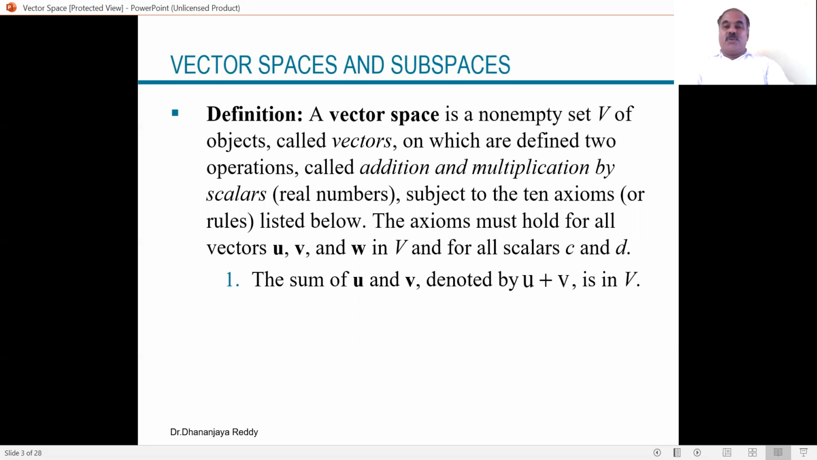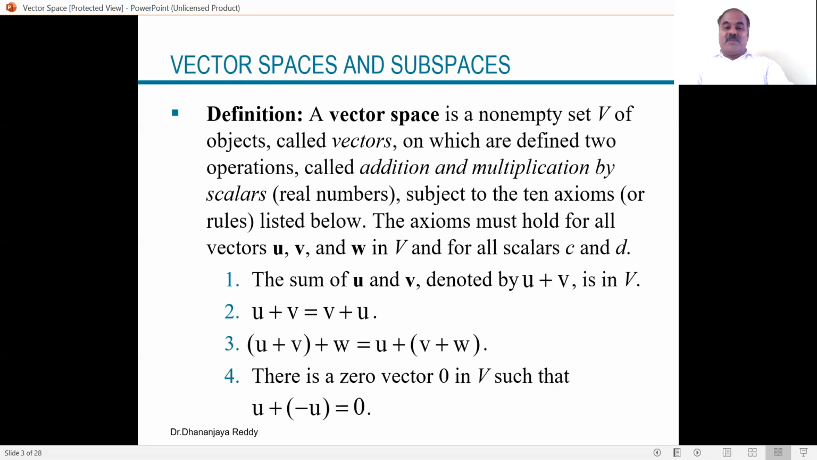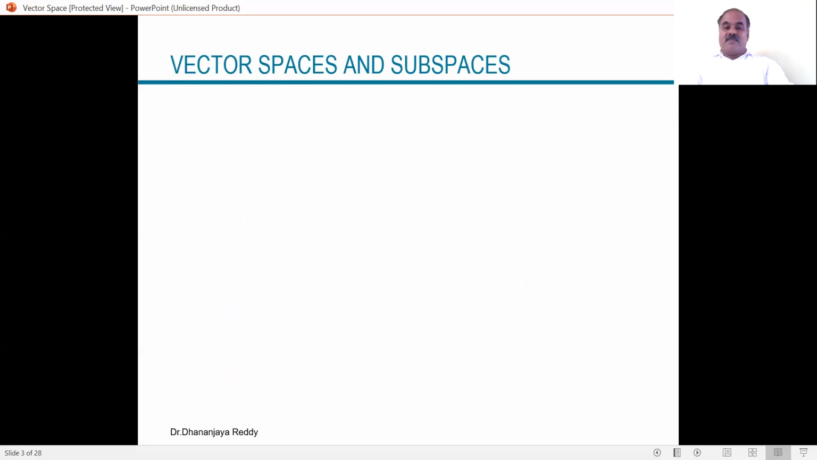Now, first axiom, that is closure property. Sum of u and v, that is u plus v, also belongs to the set of vectors capital V. And commutative property, u plus v equal to v plus u. And associative property, u plus v plus w equal to u plus v plus w. And a zero vector. What is called zero vector? Additive identity exists in capital V.